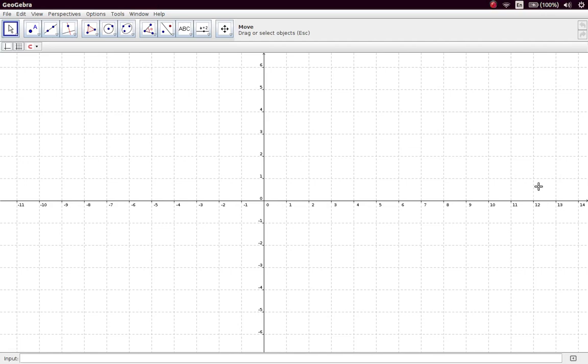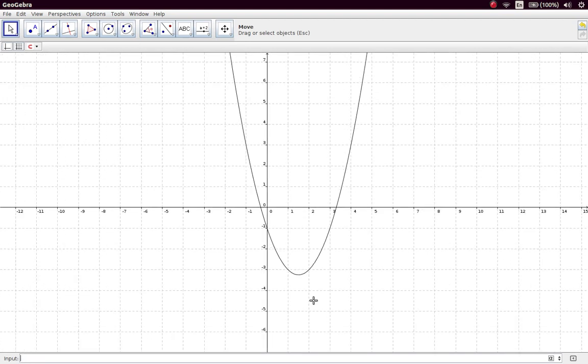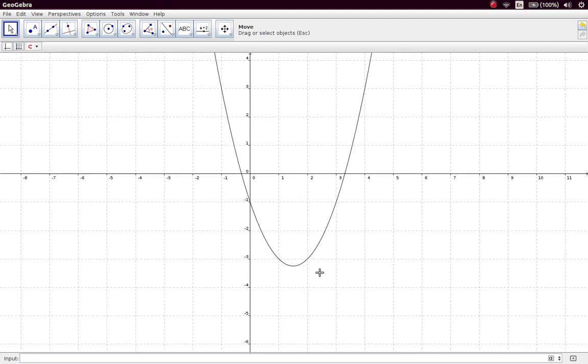Let us look at minimum and maximum values of a function. Let us say we have this quadratic function. This is x squared minus 3x minus 1. Now, this is a quadratic function that we have.